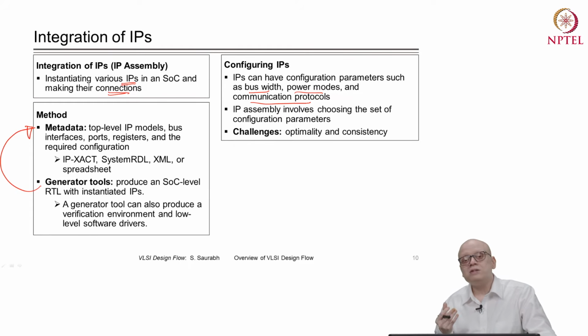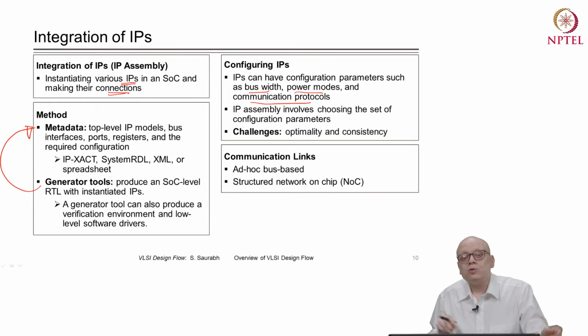And the other problem is that there can be inconsistency between different IPs. For example, if we choose for IP 1 the width as say 8, and for the other 16, it may be incompatible for communication or something, right? So when different IPs are interacting with each other, the configuration should also be consistent, right? That is another thing that we must ensure or check while doing IP assembly.